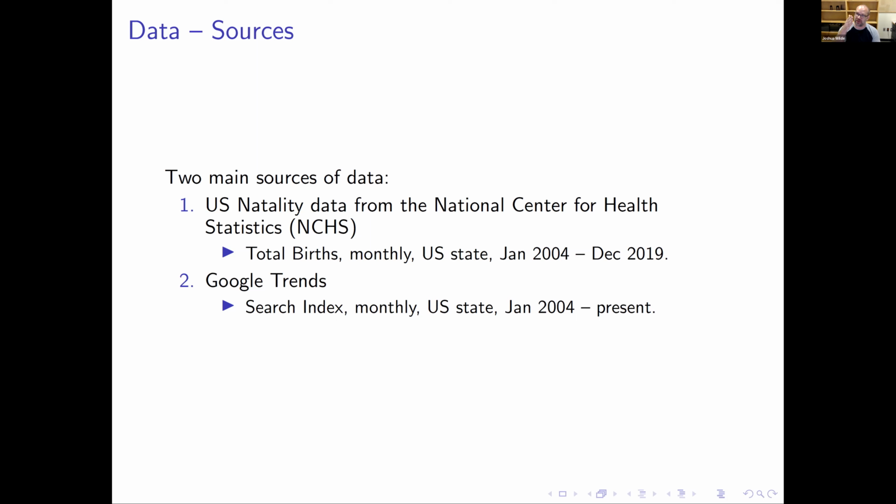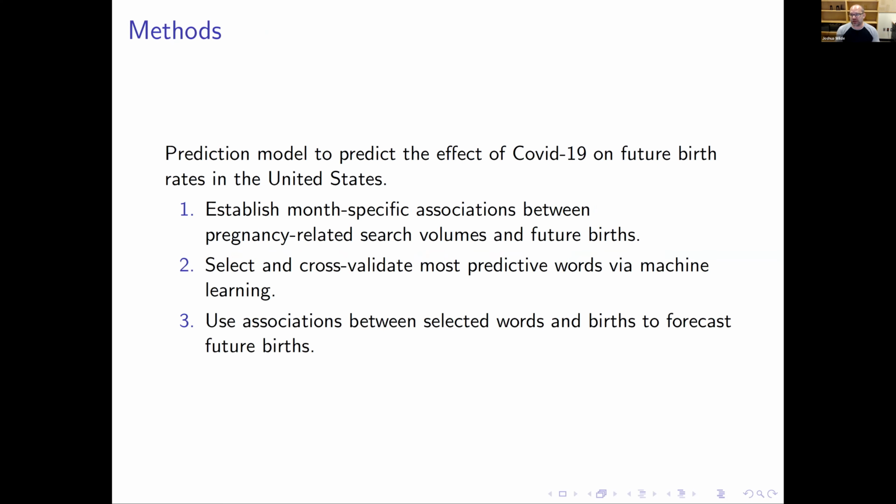We looked at monthly data for each US state from January 2004 to the present. The reason we chose January 2004 is because that's when the Google data starts. If it existed before, we would have used it before, but that's when the data is available from. I'm not going to get too much into the methods because I think the methods here are not that important. It's the data that we care about here.